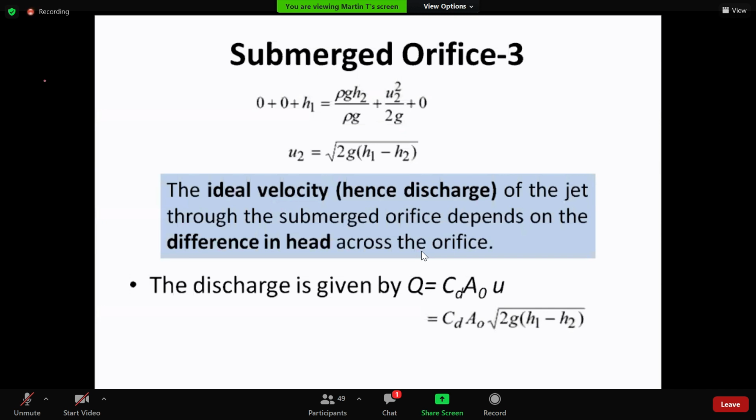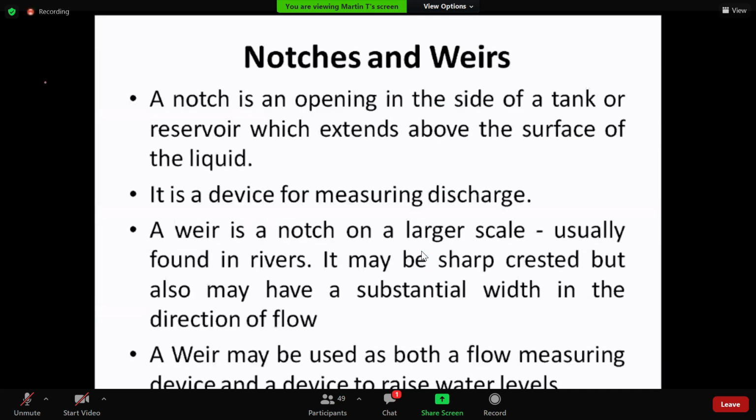So that's about orifices. Now, the other way of determining discharge, or the other application of Bernoulli's principle or equation, is through notches and weirs, determining discharge using weirs and notches.